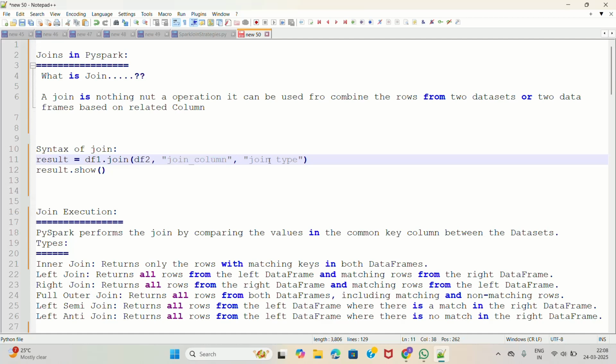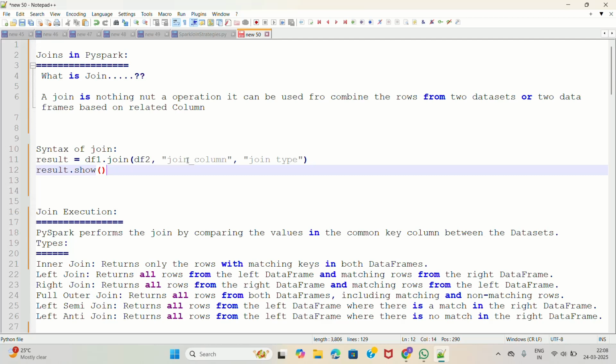And, comma, in double quotes we have to mention the join type, whether we are going to perform an inner join, left outer join, right join, full join, or any other join. So again, look here: df.join(df2, in double quotes the common join column, along with a comma and again in double quotes the join type. This is the syntax of the join.